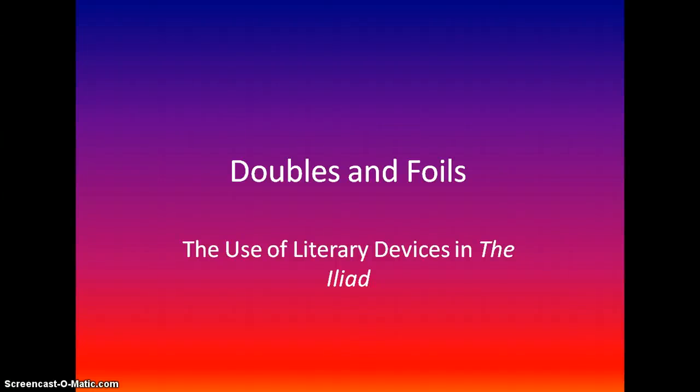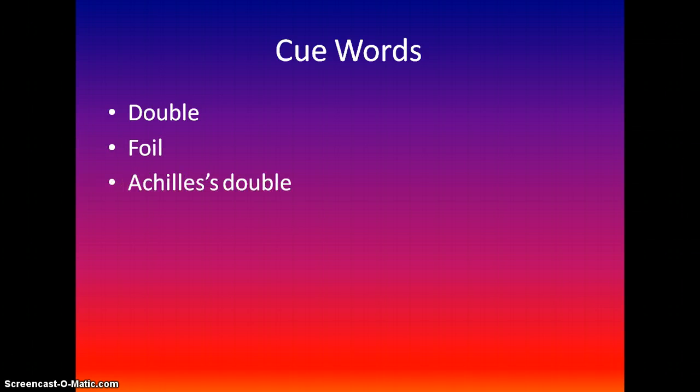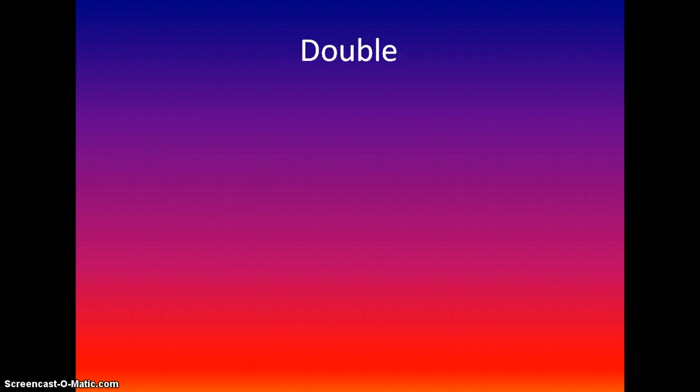This lesson covers the concepts of doubles and foils, and it looks at the use of these two literary devices in the Iliad. Your keywords are double and foil. You should also know who Achilles' double is and who Achilles' foil is.